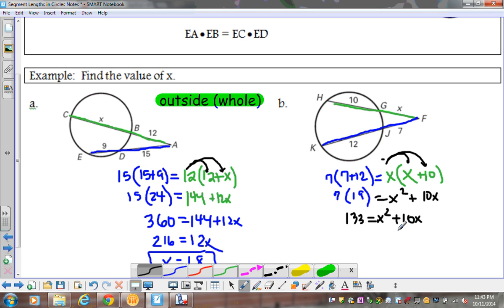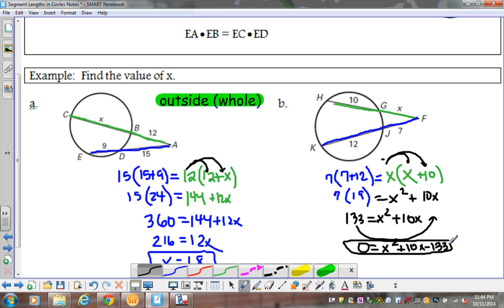Now, if you were going to solve it, we're not going to. When a quadratic, you want to set it equal to 0. So I want to take this 133 and subtract it over. So we're going to stop right here at 0 equals x squared plus 10x minus 133.